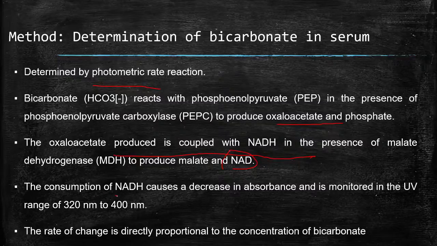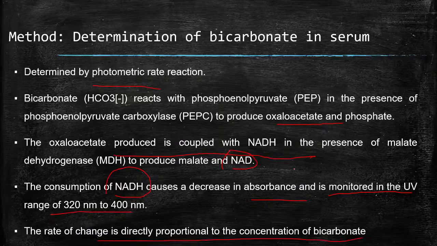The consumption of NADH to react with oxaloacetate will decrease the absorbance, and this absorbance is monitored by a UV spectrophotometer in the range of 320 to 400 nanometer. So the rate of change is directly proportional to the concentration of bicarbonate.